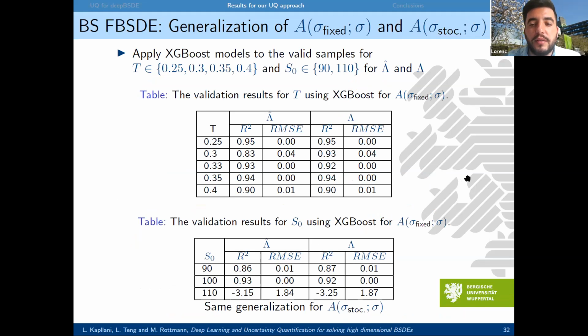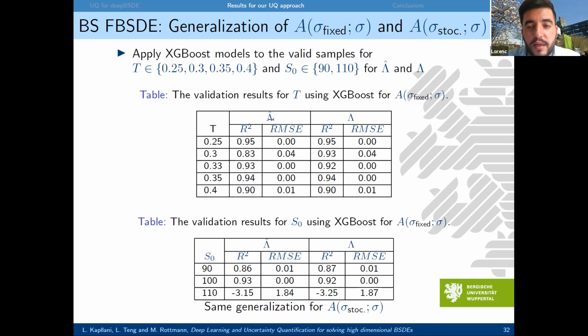Another thing that we also studied is whether these models, where we vary only sigma, can actually generalize to other values of the parameters, because here we fix the capital T to 0.33, for example, S0 to 100 and so on. Now we wanted to see if they can do well even for other values of T, let's say, and S0. So if they can generalize better. And as you can see here, they do very well.